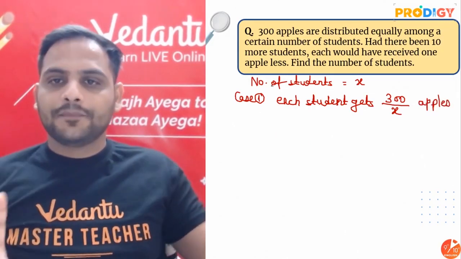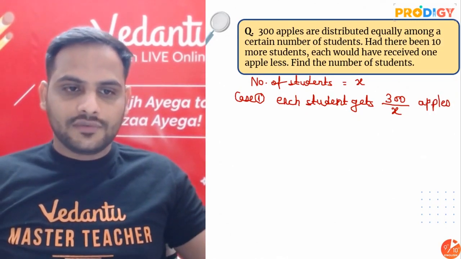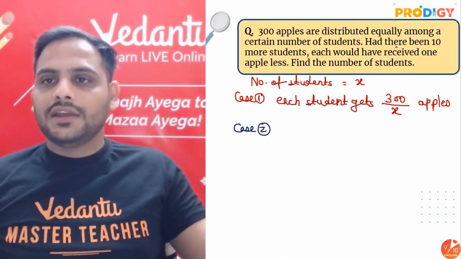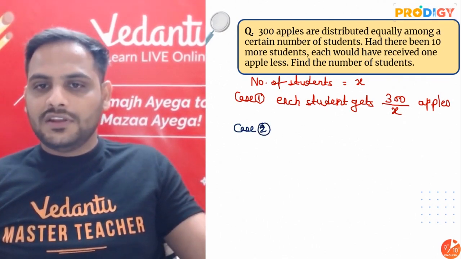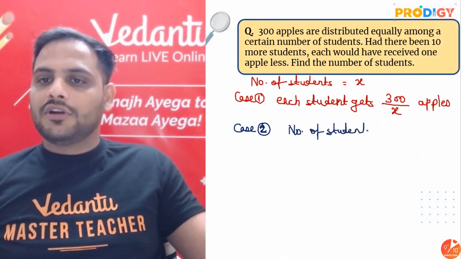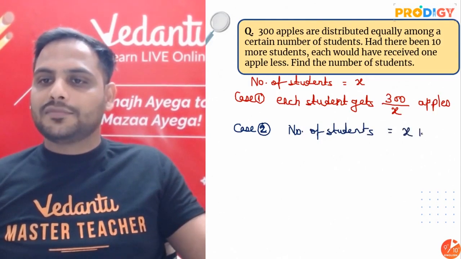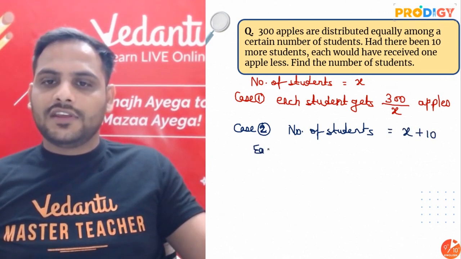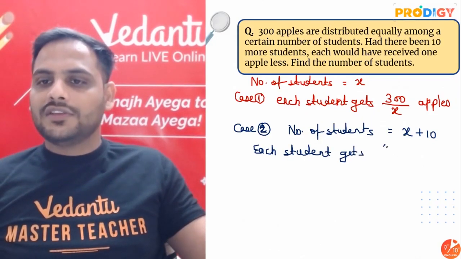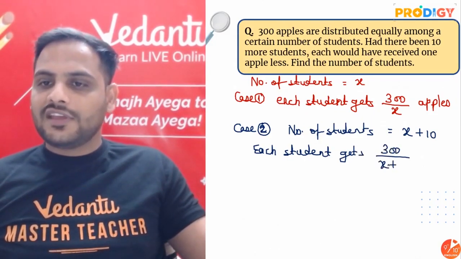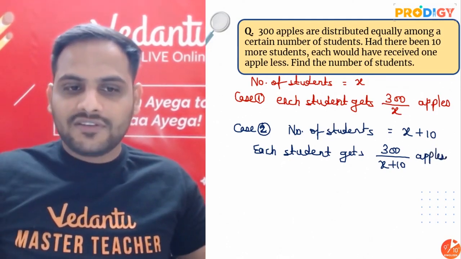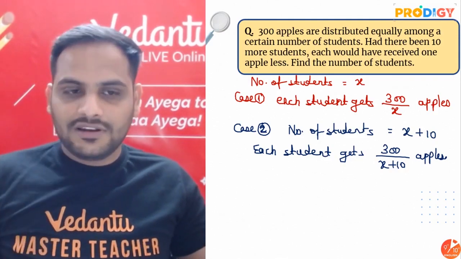Correct. Now case 2. It says, had there been 10 more students. That means in case 2, the number of students has increased, and it is x plus 10. So each student gets 300 divided by x plus 10 apples. Obviously, if the number of students has increased, all students will get fewer apples.